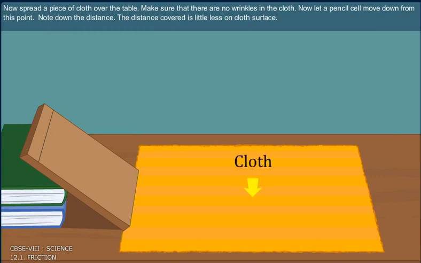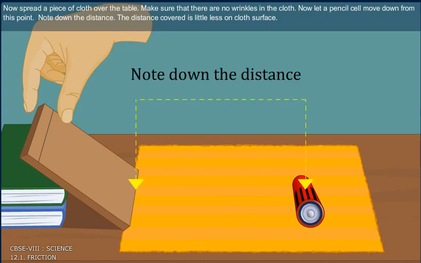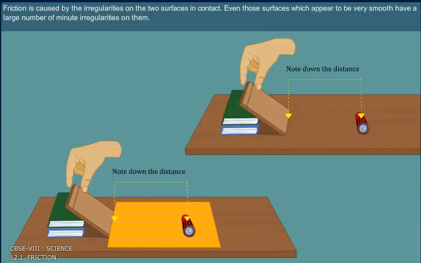Now, spread a piece of cloth over the table. Make sure that there are no wrinkles in the cloth. Now let a pencil cell move down from this point. Note down the distance. The distance covered is little less on cloth surface.